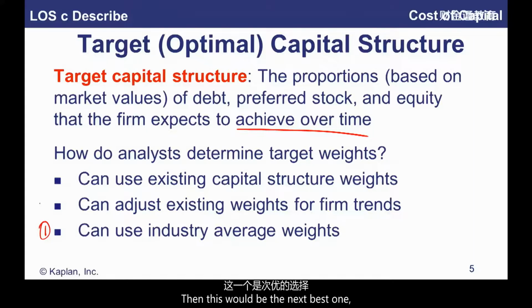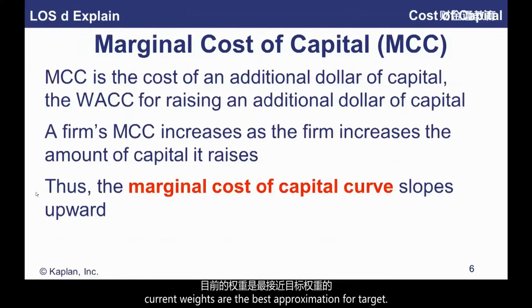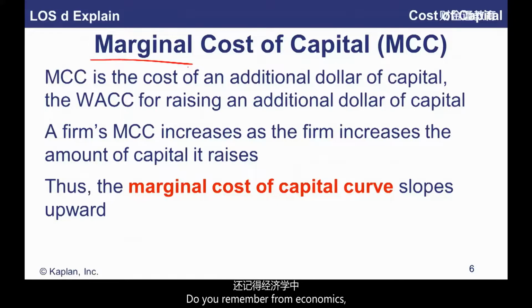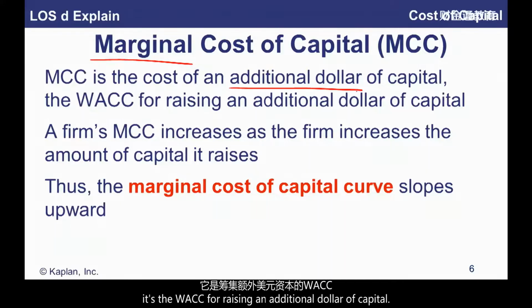Then this would be the next best one, and then finally we assume that their current weights are the best approximation for target. All right, marginal cost of capital. So what are we talking about here? Do you remember from economics, the word marginal means the next one. So the marginal cost of capital is the cost of an additional dollar of capital. It's the WACC for raising an additional dollar of capital.